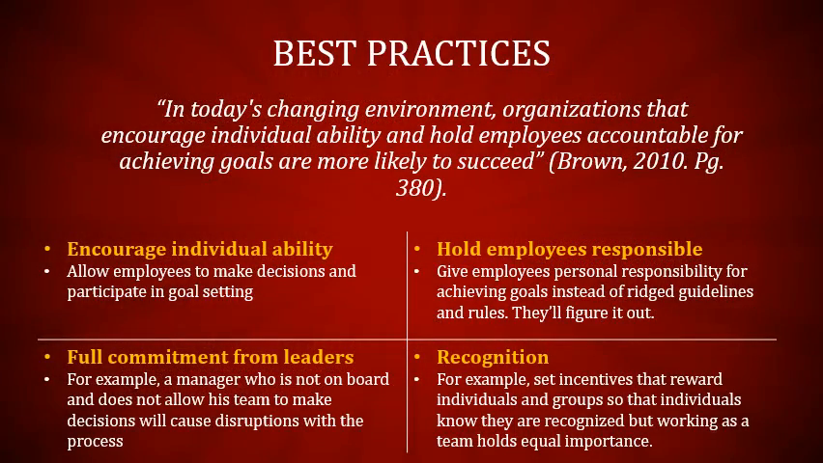These best practices are steps that can be taken towards becoming a System 4 organization. In today's changing environment, organizations that encourage individual ability and hold employees accountable for achieving goals are more likely to succeed. So our first best practice is to encourage individual ability. For example, allow employees to make decisions and participate in the goal setting. Encouraging individual ability is important during this process because you want employees to be fully empowered. Knowing that all members of a System 4 organization are viewed as equals, empowering the employees is critical.